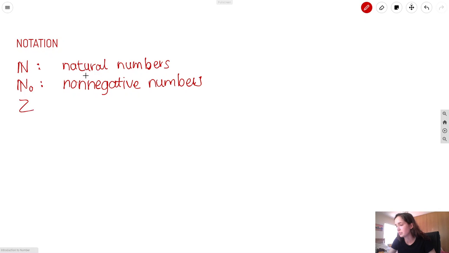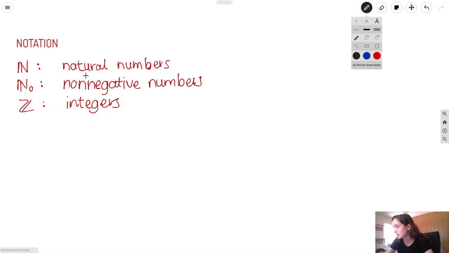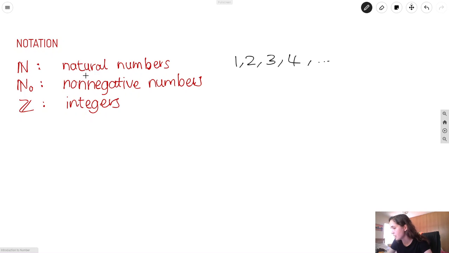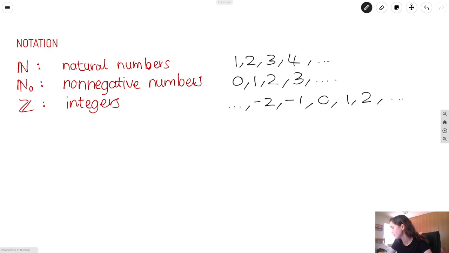If you see the Z being used, this will refer to the set of the integers. When we say natural numbers, that would be 1, 2, 3, 4, on and on. The natural numbers along with 0 would be 0, 1, 2, 3, on and on. The integers would be the negative numbers as well, so -2, -1, 0, 1, 2, on and on.